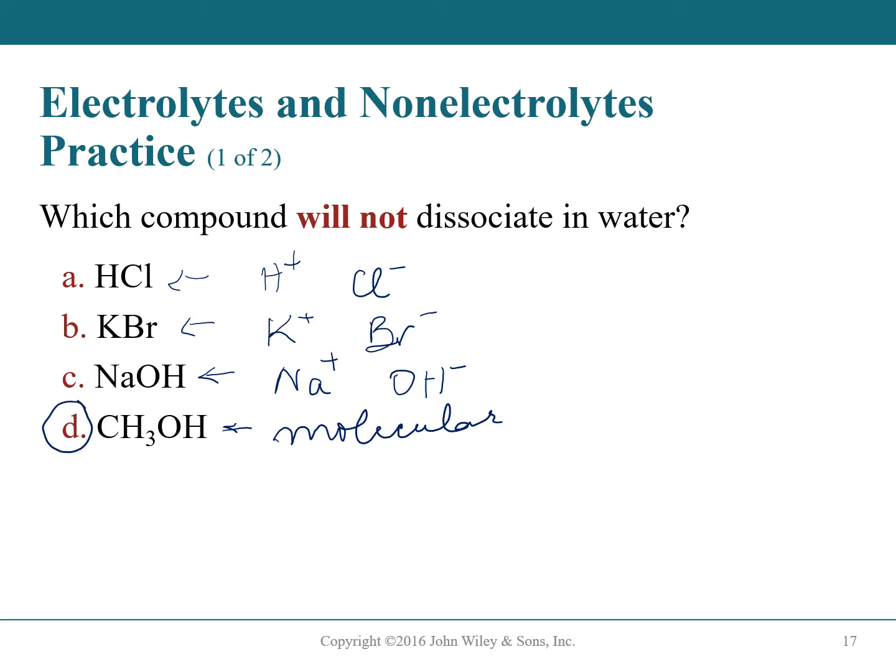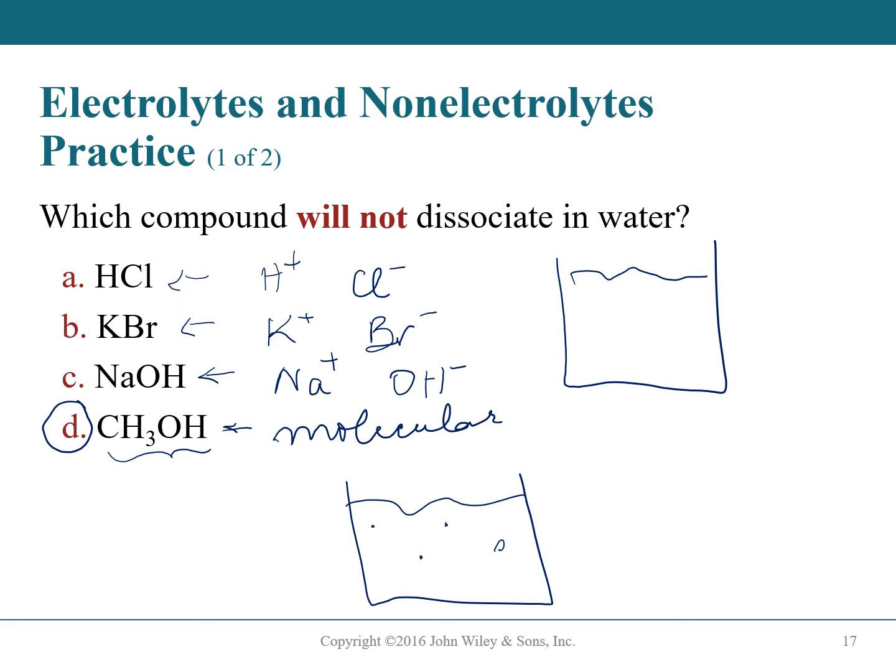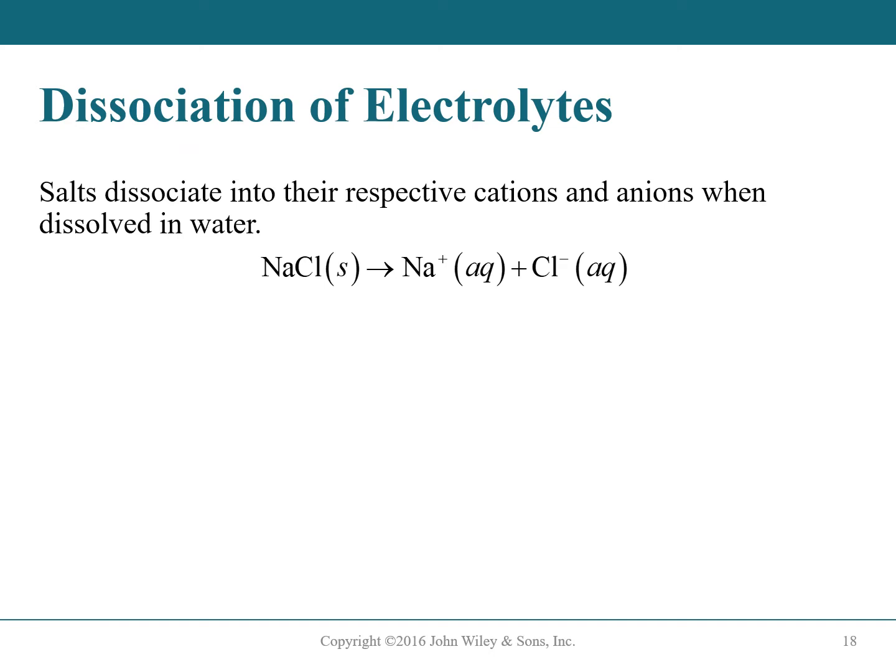So it can dissolve in water, so basically, here's my water. I have little methanol molecules floating around, but the methanol doesn't dissociate. Here, if I put in HCl, here's my water, then my HCl would be H plus floating around, Cl minus floating around. Okay, so that's the difference. So remember, when this is dissolved in water, we're going to form an aqueous solution, and it's the ions that you're going to see.